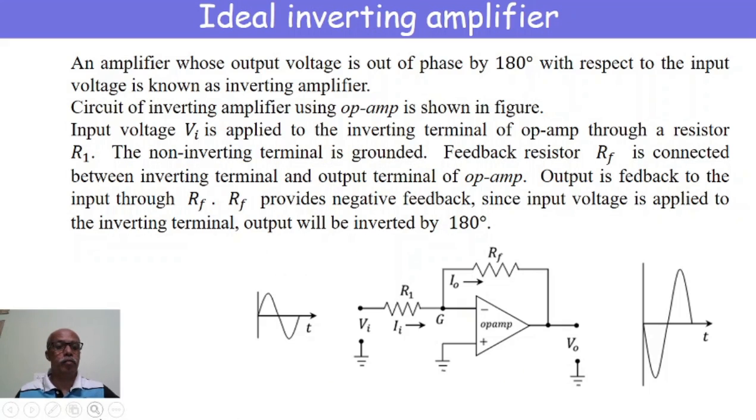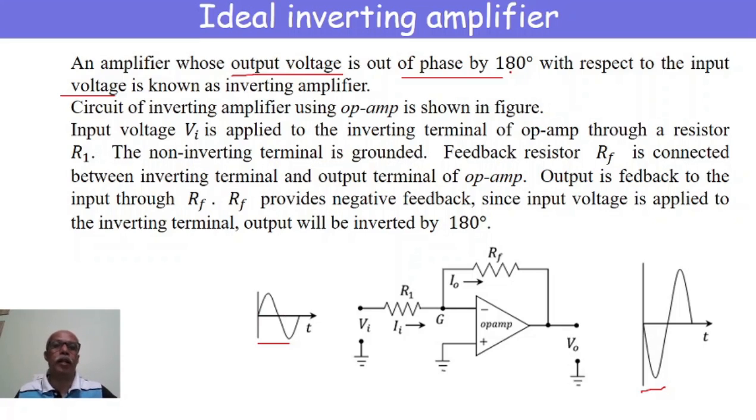In this session, we are discussing a few concepts of operational amplifiers, the first of which is the ideal inverting amplifier. In the case of an ideal inverting amplifier, the output voltage is 180 degrees out of phase with reference to the input voltage. You can see from the figure, this is the output voltage and this is the input voltage. The output voltage is out of phase with reference to the input voltage by a phase difference of 180 degrees.